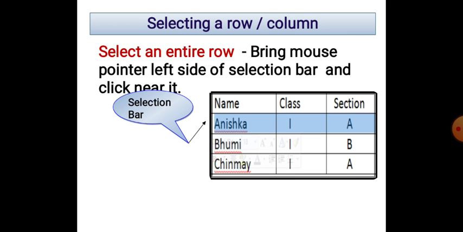Now if you want to perform some other operations on a table, for that we have to select rows, columns and cells. So we will discuss how to select rows, how to select columns and cells.